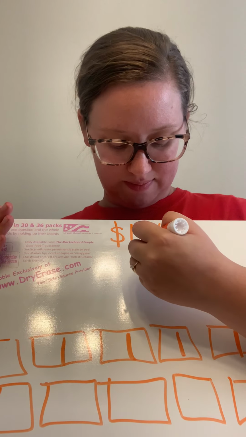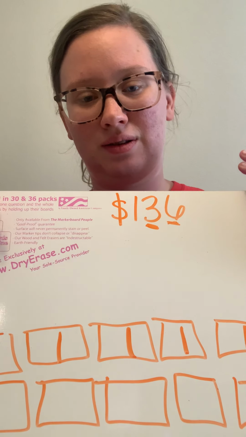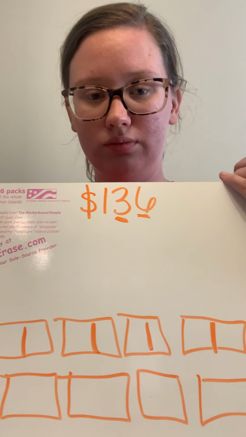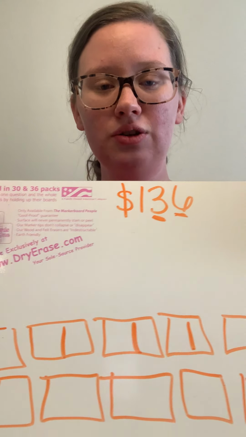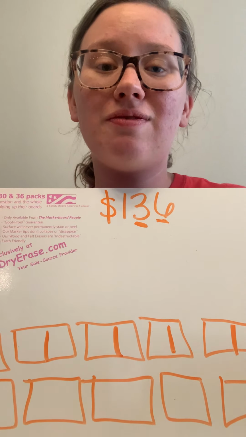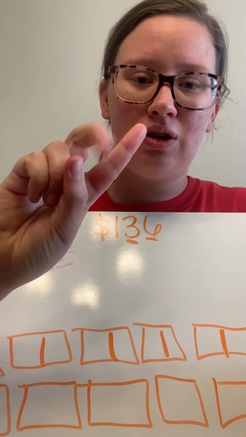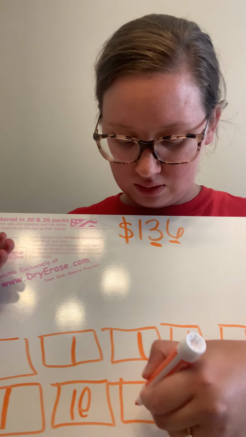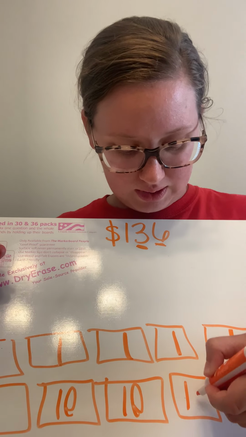Next, I need to look at my tens place. How many tens do I have? I have 3 tens. So I need to represent, there's not a $30 bill, so I have to use tens. So I have 10, 20, 30. I need 3 $10 bills. 10, 20, and 30.